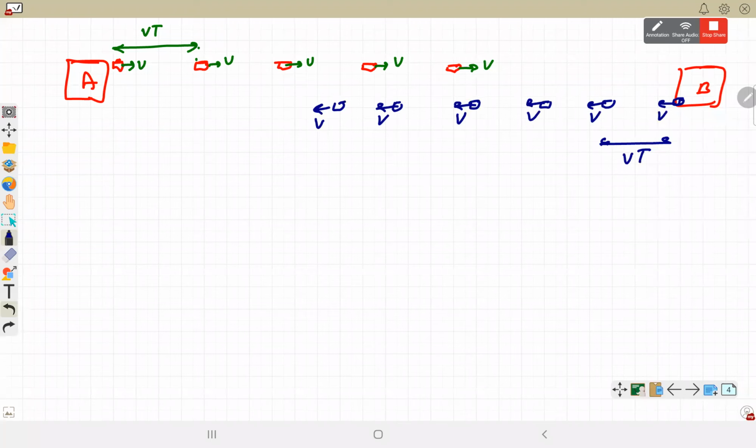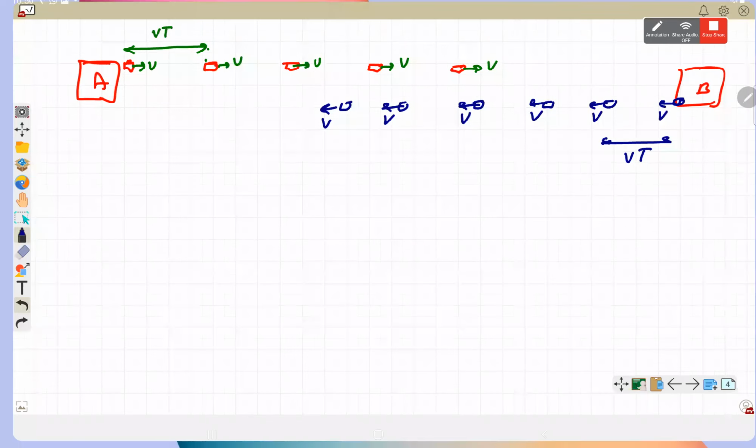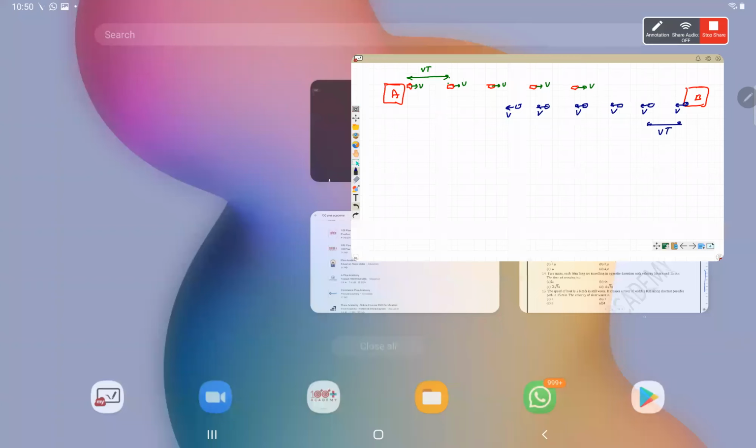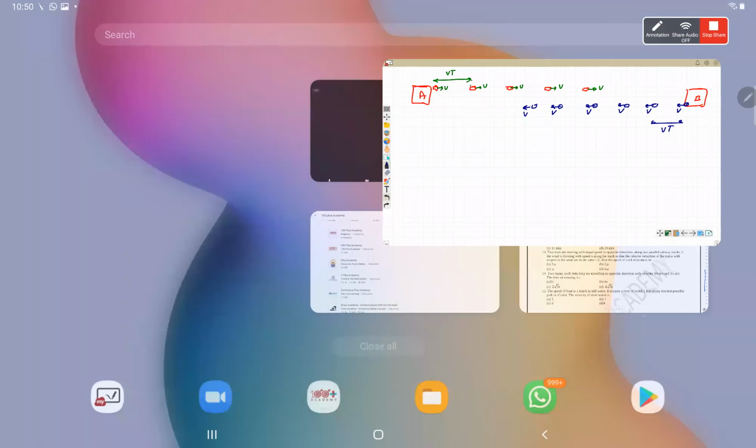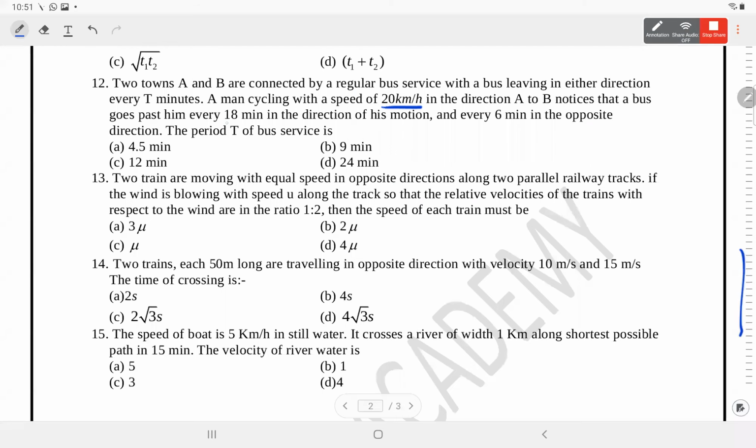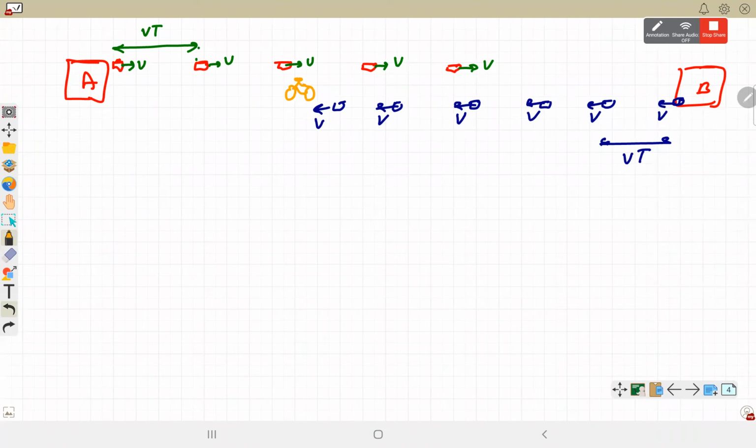Now the question is that a man cycling with a speed of 20 km per hour from direction A to B notices that a bus goes past him every 18 minutes in the direction of his motion. A cyclist is moving from A towards B. This is the only step that is required to solve the question. Suppose there is a cyclist and he is going from A to B at his own speed, and that speed is 20 km per hour. He finds that the buses from his own direction, which means from A to B, after crossing the first bus, the second bus is crossing after a time of 18 minutes.